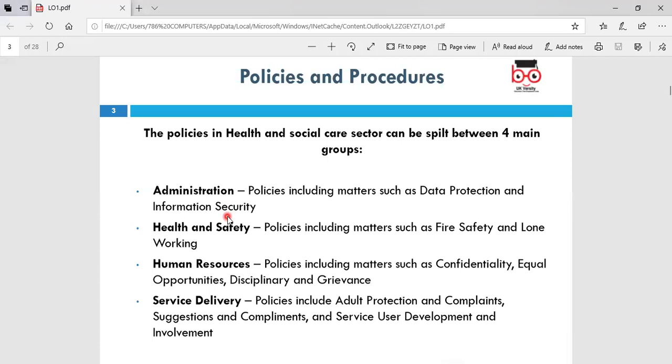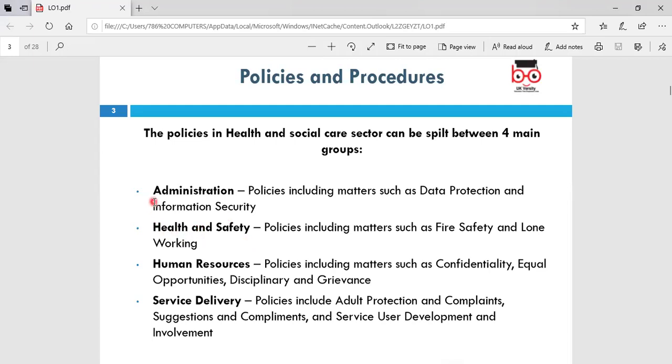Okay, that's fine. So data protection is very important. Maintaining confidentiality of your patients, or anyone you're dealing with, is very important. Their data protection and information needs to be protected. So that is why data protection is so important. Health and safety: policies including matters like fire safety and lone working policies. So that has to be there.